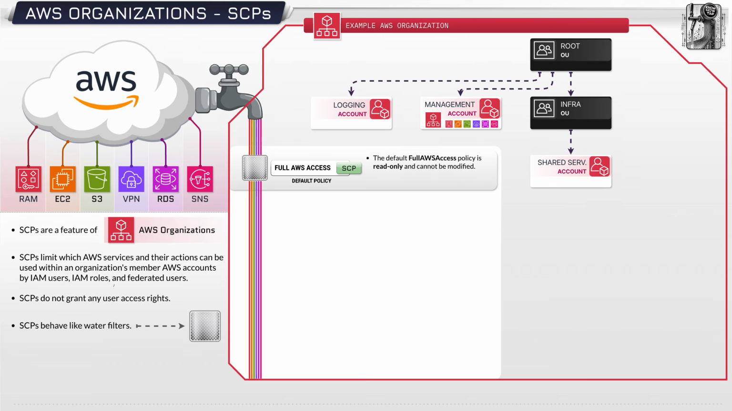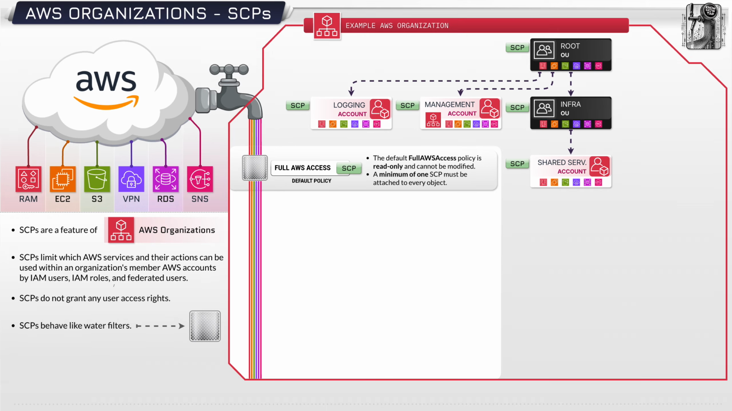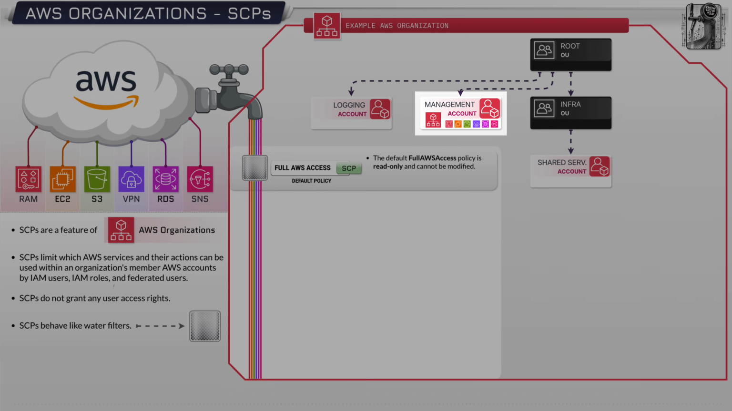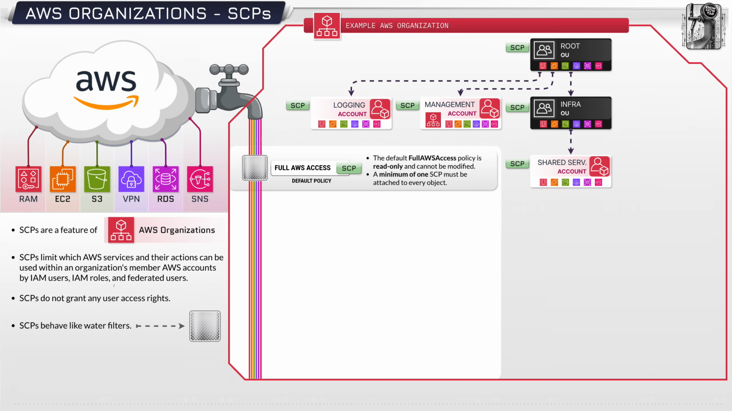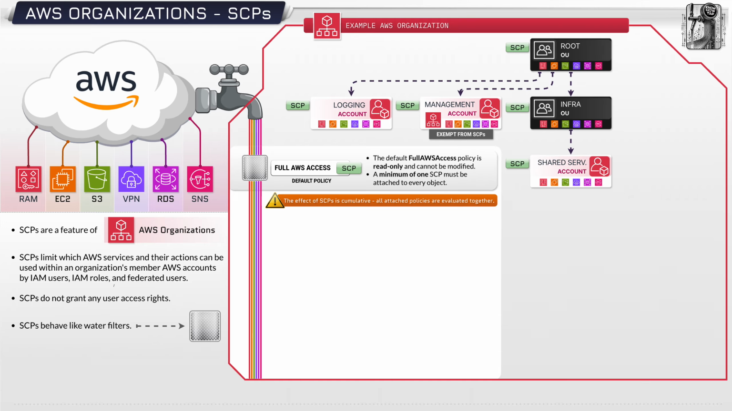Let's expand our organization a bit. As you may recall, at least one SCP must be attached to every OU and AWS account. The default FullAWSAccess policy removes the SCP level implicit deny, making these 6 core services eligible for IAM to grant access. You might have noticed that the management account always had these services available, and that's because SCPs do not impact the management account at all. Another point to remember is that SCPs are cumulative. All attached policies are evaluated together, and this cumulative behavior broadly applies across all applicable policies.